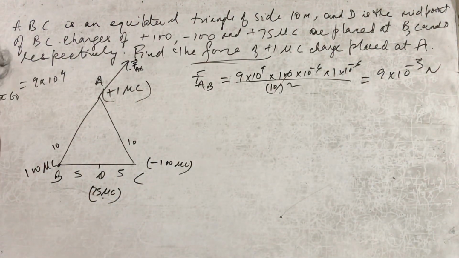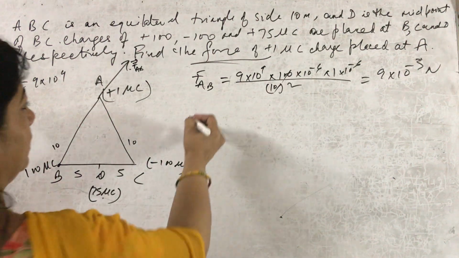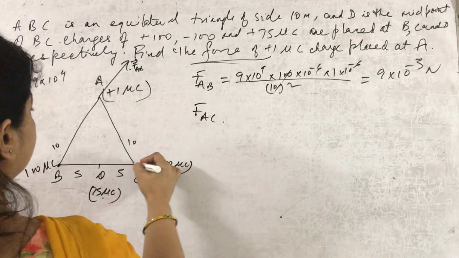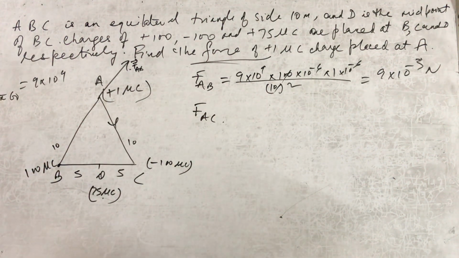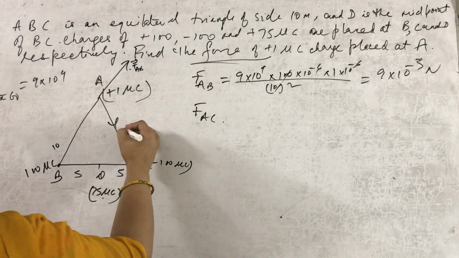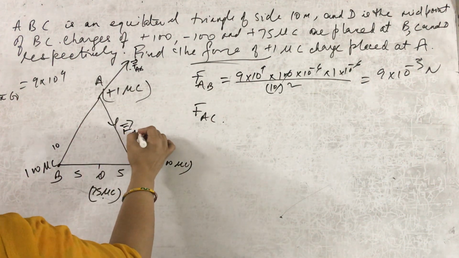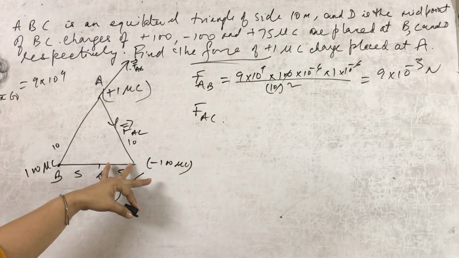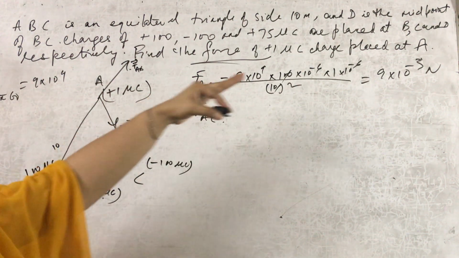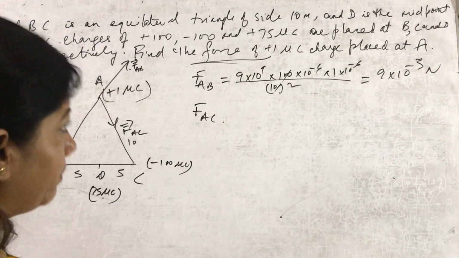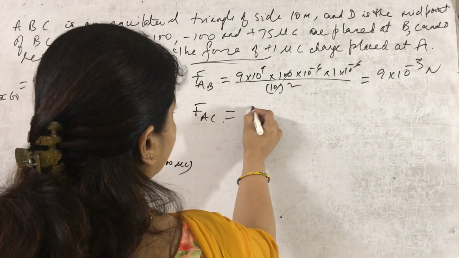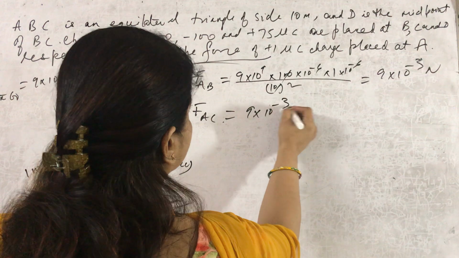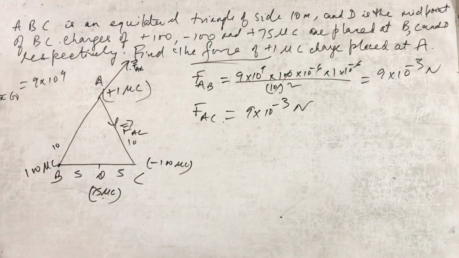So you have got this. Now let us do FAC. It is negative, so the force is towards the negative charge. This is the direction of the force acting between A and C. Here also we have the same values, so it should be the same: 9 into 10 to the power minus 3 Newton. I'm not working it out because it's all the same.